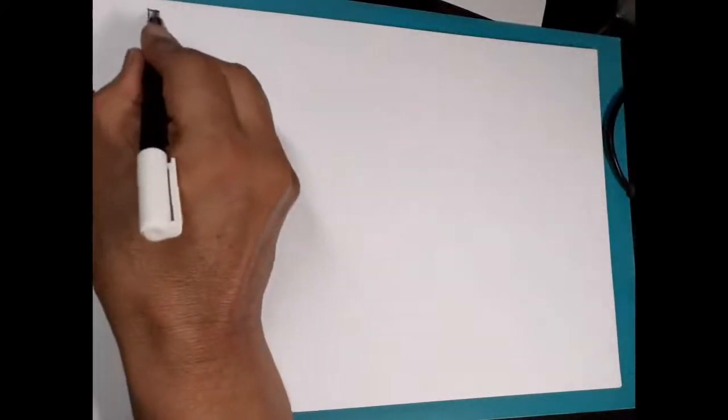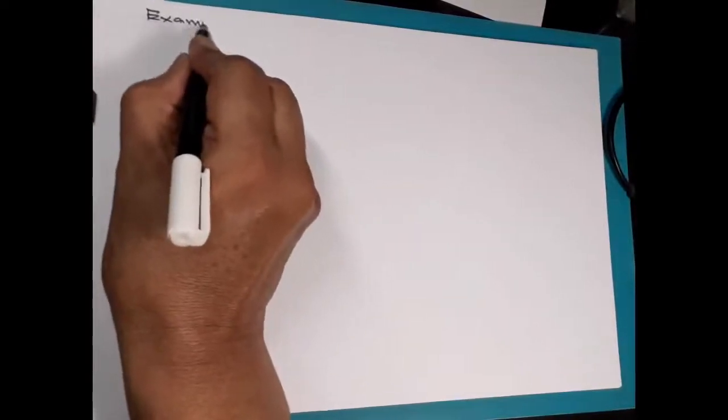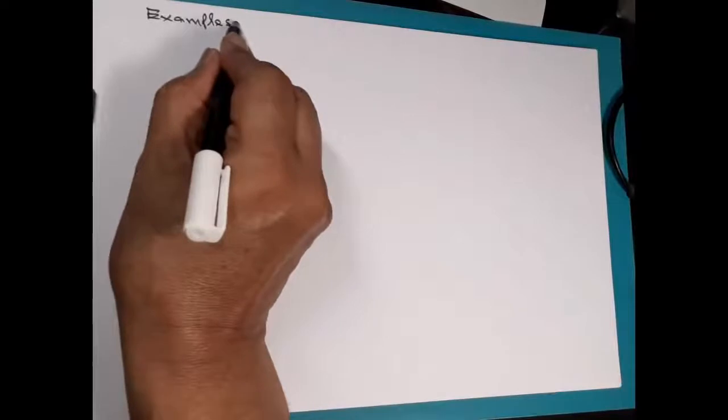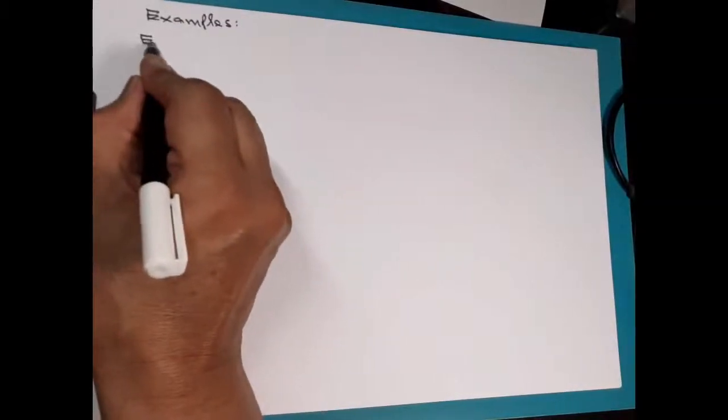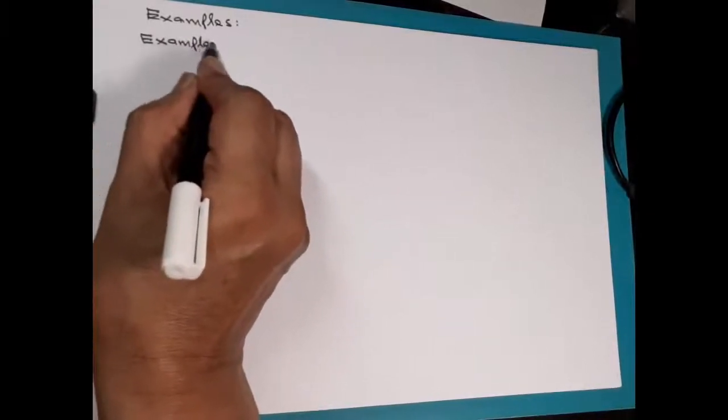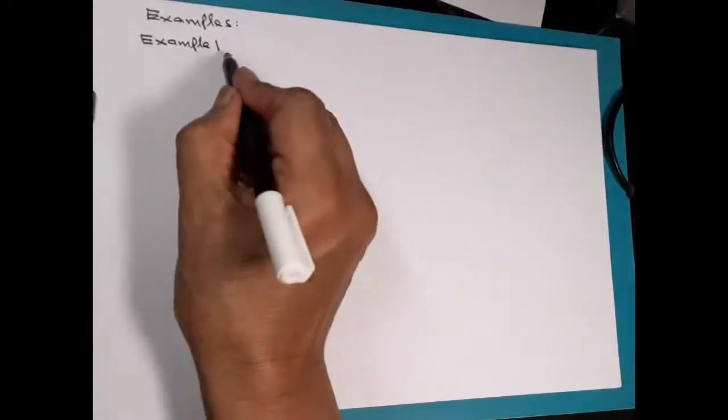So having discussed the definition of pullback, let's see a few examples. Example 1. We take this example from the category of groups and group homomorphisms.